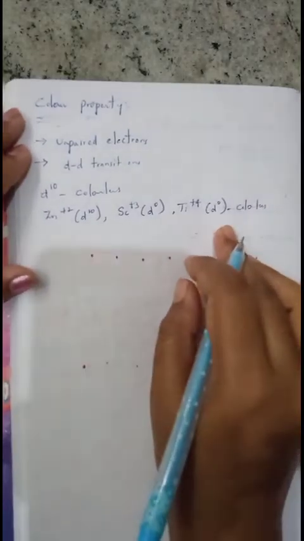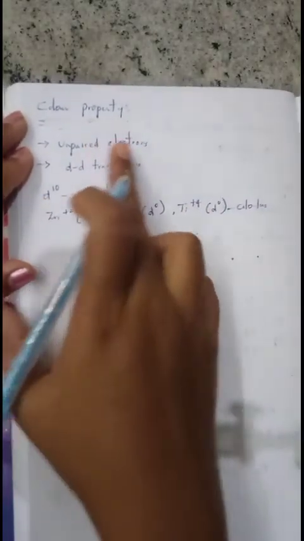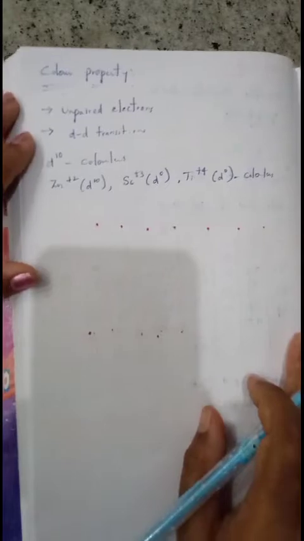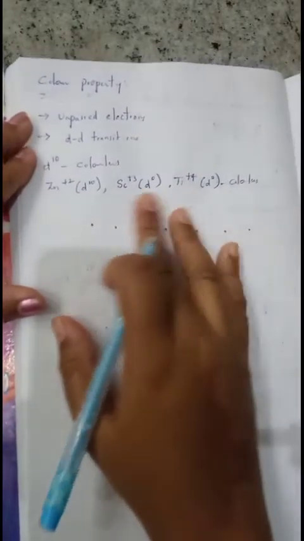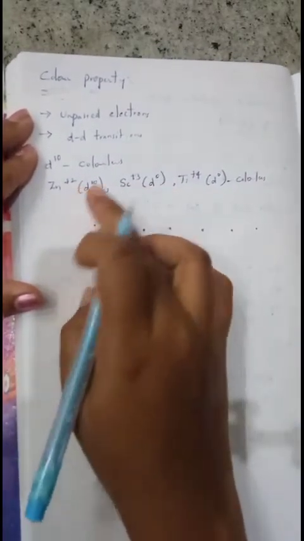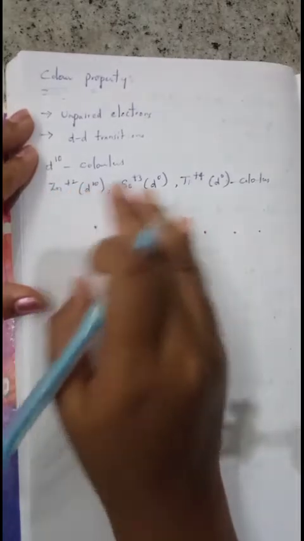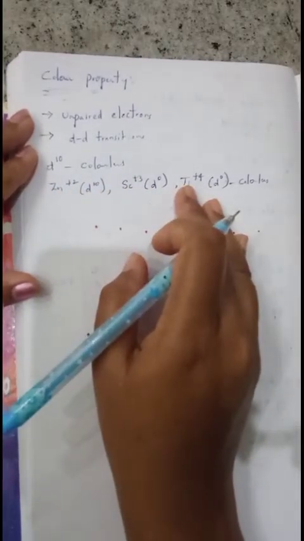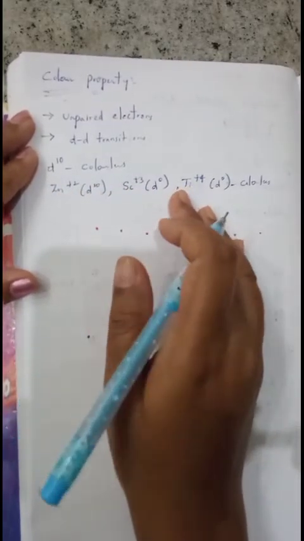So, only due to the presence of unpaired electrons in the d orbital, they can show different types of colors. If there is no unpaired electron, or all the electrons present in the d orbital are completely paired with each other, then that is said to be colorless in nature.